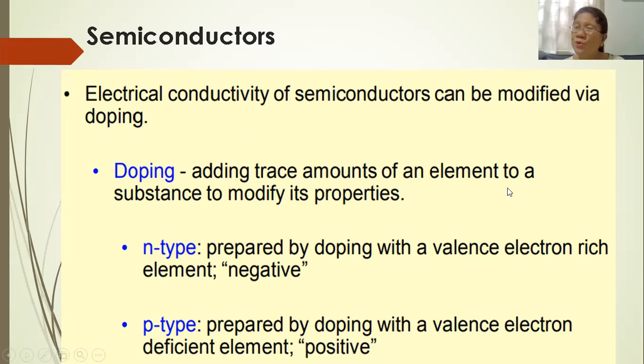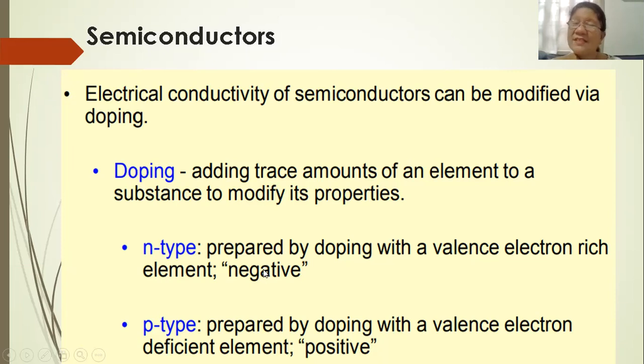There are two ways of doping: the N-type doping and the P-type doping. How is each being prepared? In the N-type doping, what is being added? It is prepared by doping with a valence electron-rich element, a negatively charged element, added to the N-type. For the P-type, it is prepared by doping with a valence electron-deficient element, meaning the positive, the cation, while this is the anion. That is the difference between the N and the P-type.